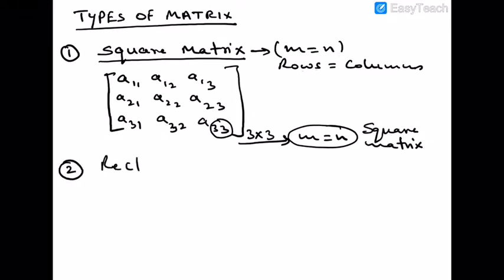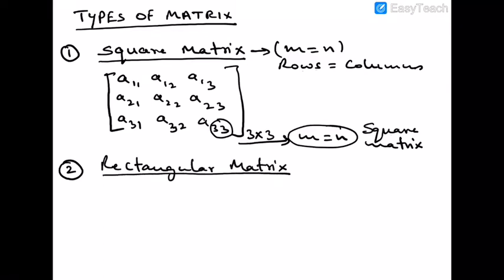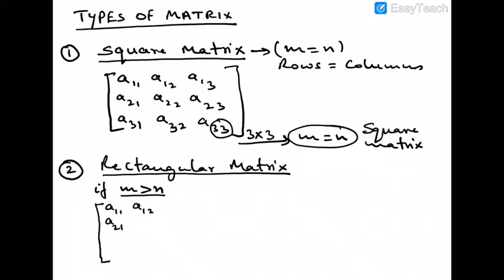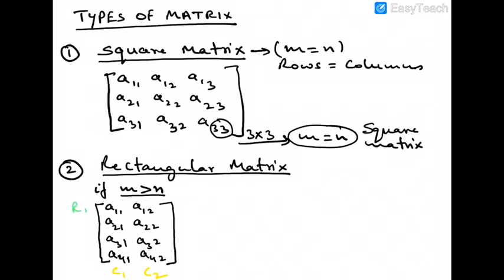Now a second one is rectangular matrix. So a rectangular matrix can be formed in 2 ways. One, if number of rows are more than number of columns, that is M is greater than N, then it will form more like a vertical rectangle. So like in this matrix, number of rows are 4 and number of columns are 2. So number of rows are greater than number of columns. So this will form more like a vertical rectangular matrix.